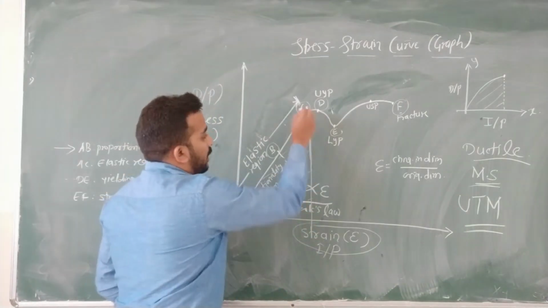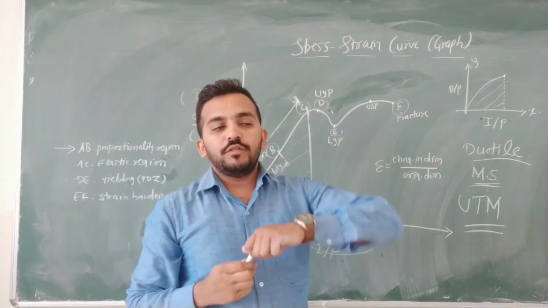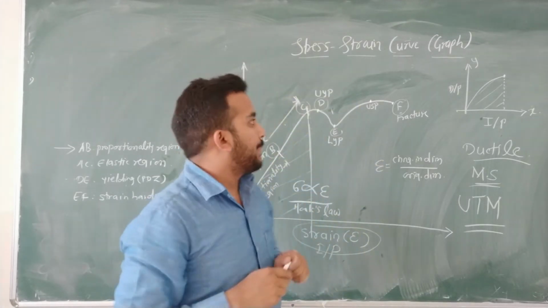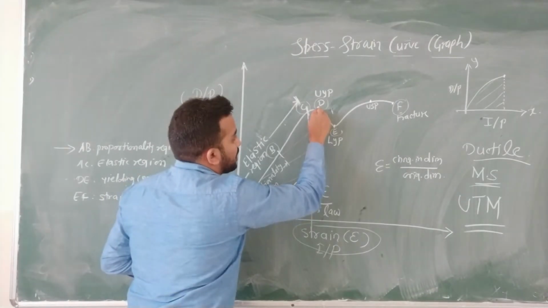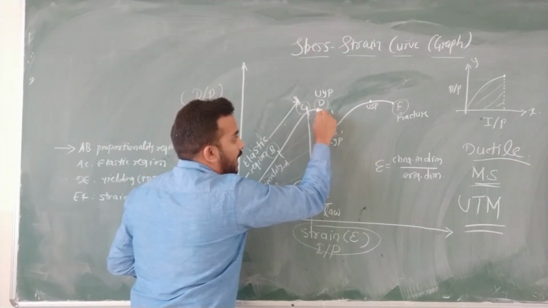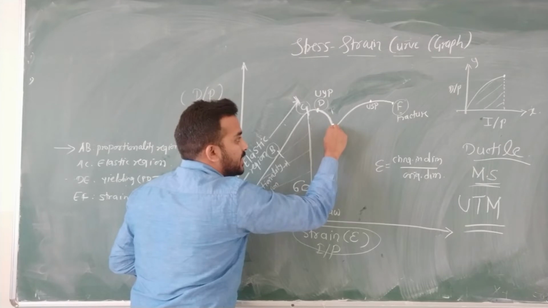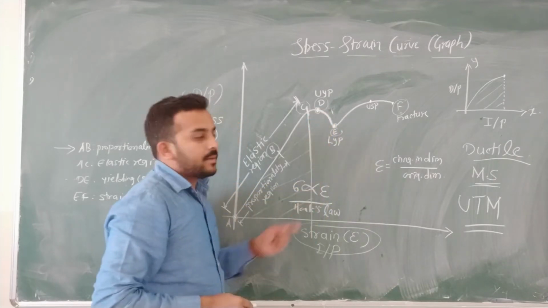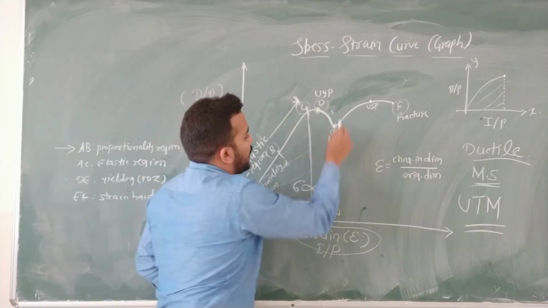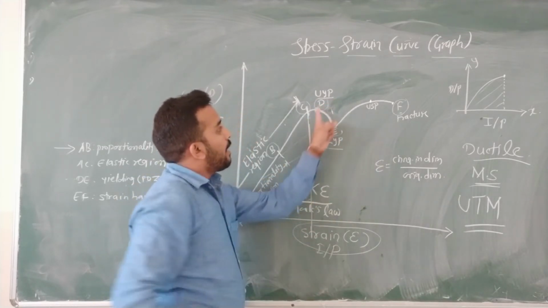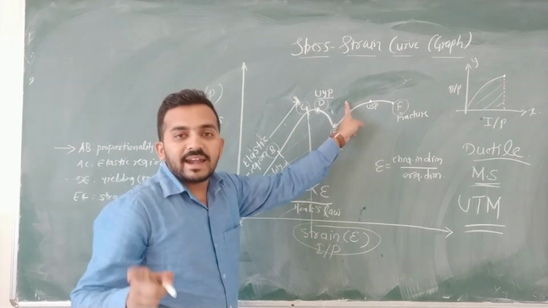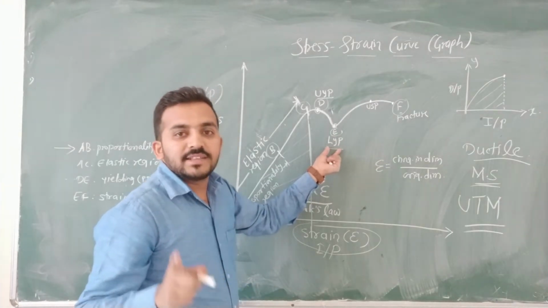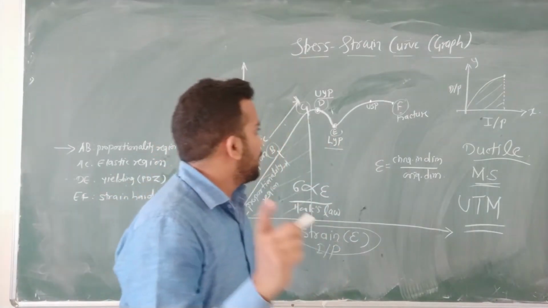So, suppose after point C also, you are again applying forces, again stretching that mild steel rod, what will happen? Plastic deformation will start at point D and the plastic deformation completes at point E. This is the first set of plastic deformation. It is given as UYP and LYP. What is UYP? Upper yield point, that is the start of plastic deformation. At point E, the lower yield point, that is the finish of the first plastic deformation.